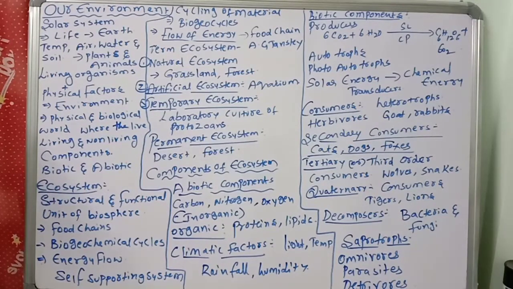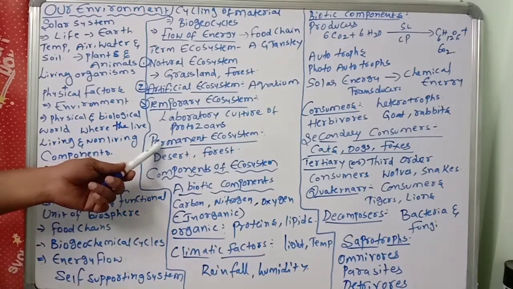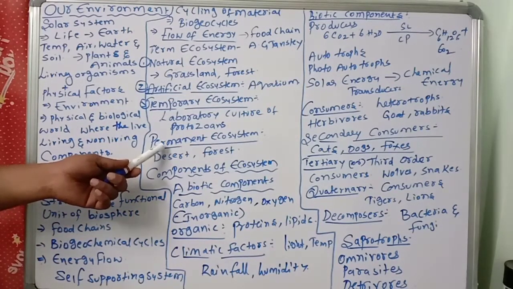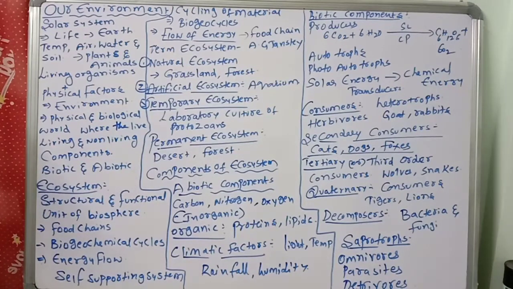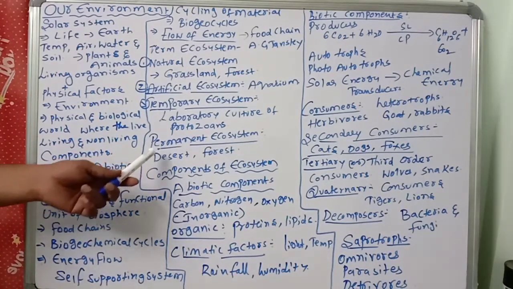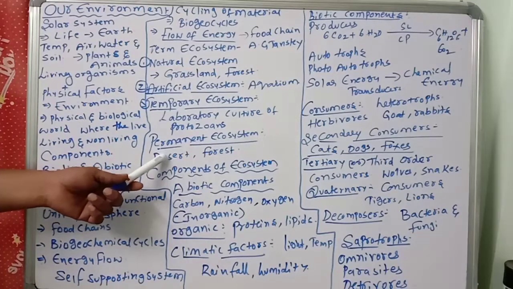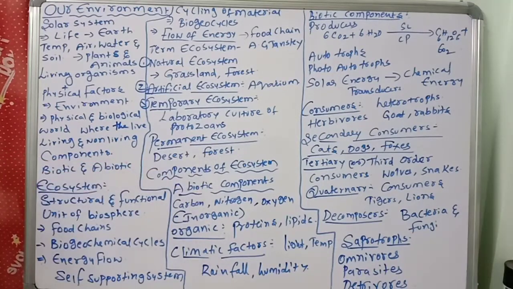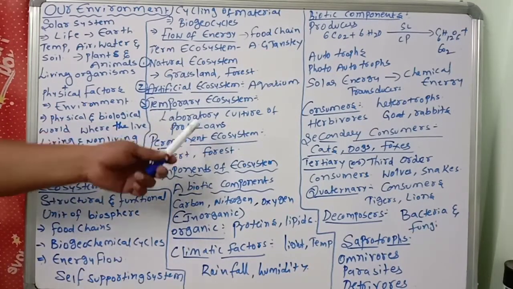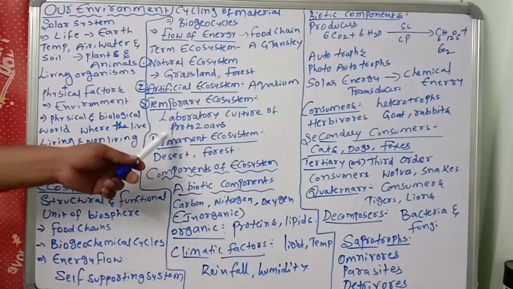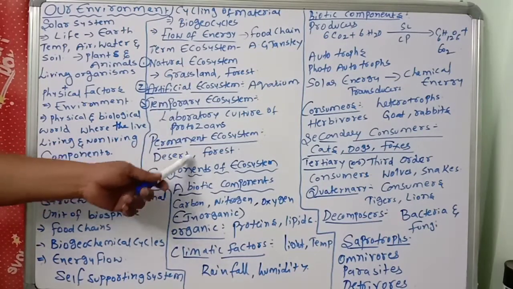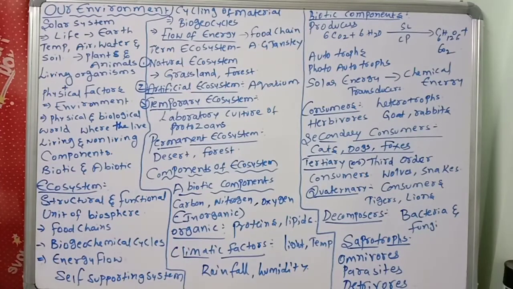Permanent ecosystems are self-supporting natural ecosystems. They maintain themselves for a relatively long duration. Examples are deserts and forests. So, temporary ecosystem: culture of protozoans in the laboratory; permanent ecosystems: deserts and forests.